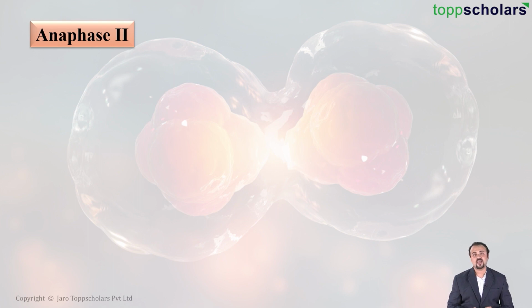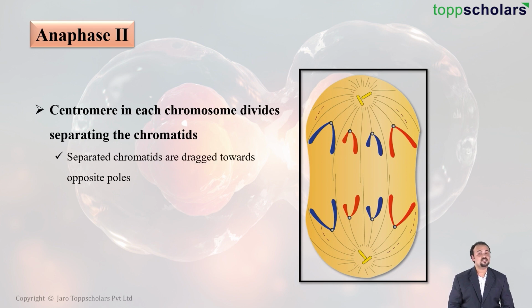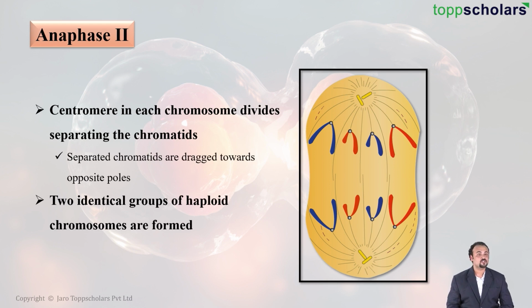Moving on students, next we have Anaphase II. In this particular phase, the centromere in each chromosome finally divides, separating the sister chromatids. These sister chromatids are now dragged towards their respective poles. And finally students, two identical groups of haploid chromosomes are formed. Students, there is something very important that you should notice here. Till now, we were calling them sister chromatids. But the moment they reach their opposite poles, they are referred to as haploid chromosomes. This is very, very important.